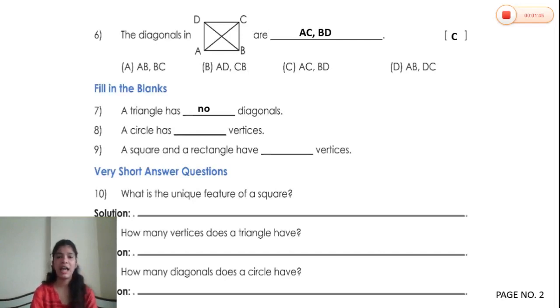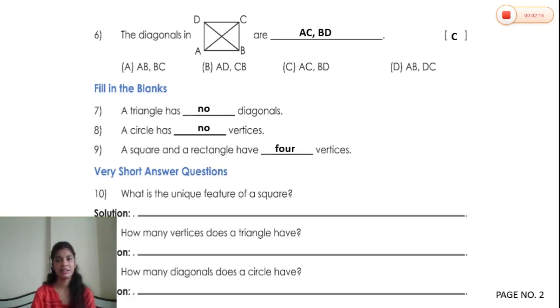Now, a circle has dash vertices. See the circle. Does the circle have vertices? Is there any corner point in a circle? No. So the correct answer is no. A square and a rectangle have dash vertices. So in a square and rectangle, how many vertices are there? Yes, that is 4.